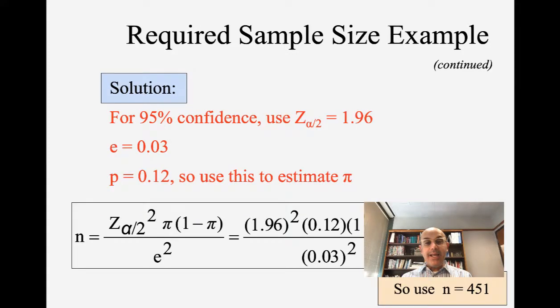So the solution in this case is, again, 95% confidence, and we are using the z-score equal to 1.96, the error is 0.03, and the p is 0.12. We use it to estimate the pi, and in this case we get n equal to 451 as the required sample size.